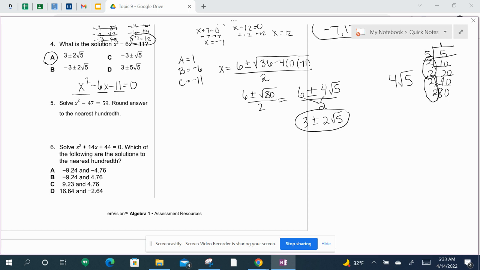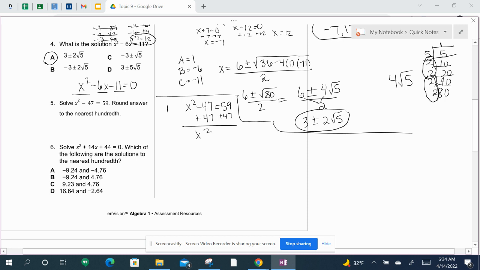All right, moving on to number 5. There's 2 ways of looking at this one, but what I notice is there's no bx term. Because there's no bx term, that means the square root method will work, and I like to use the square root method if possible because it's fast. And so the first thing I'm going to do is rewrite this problem, getting the x squared all on its own. So I'm going to add 47 to each side. And when I do that, I get x squared is equal to 59 plus 47, which is 106.